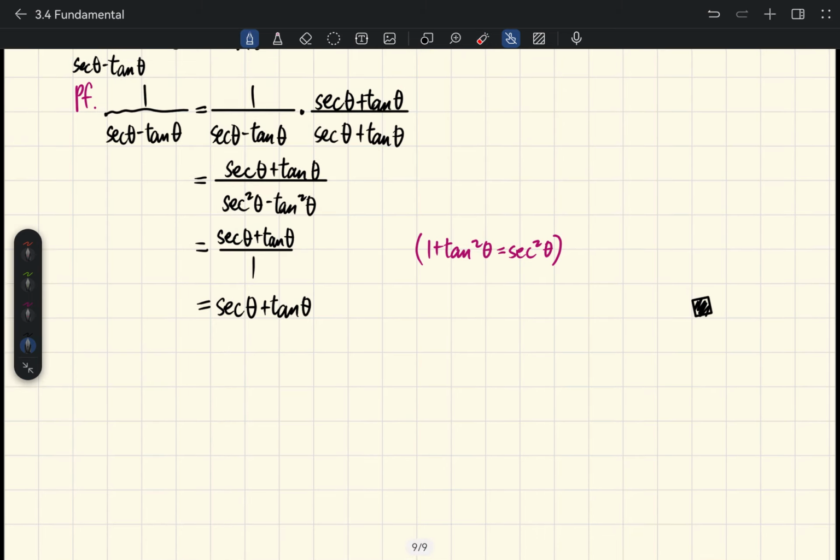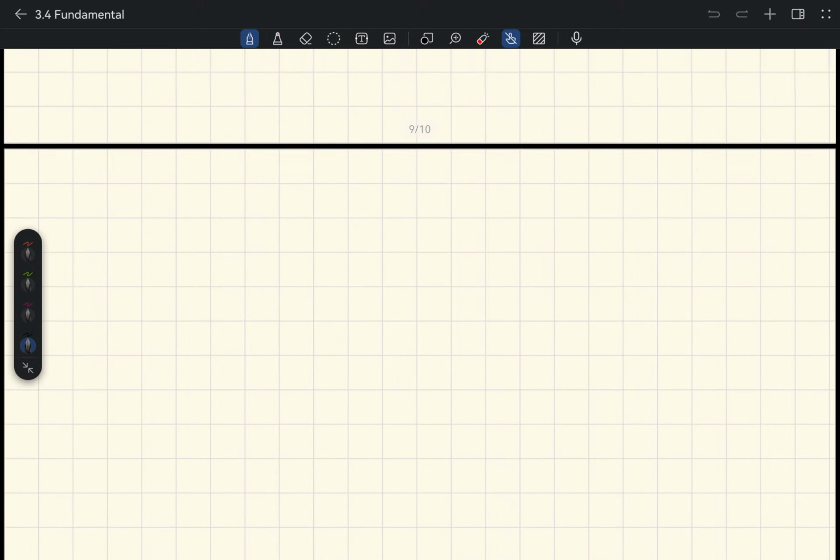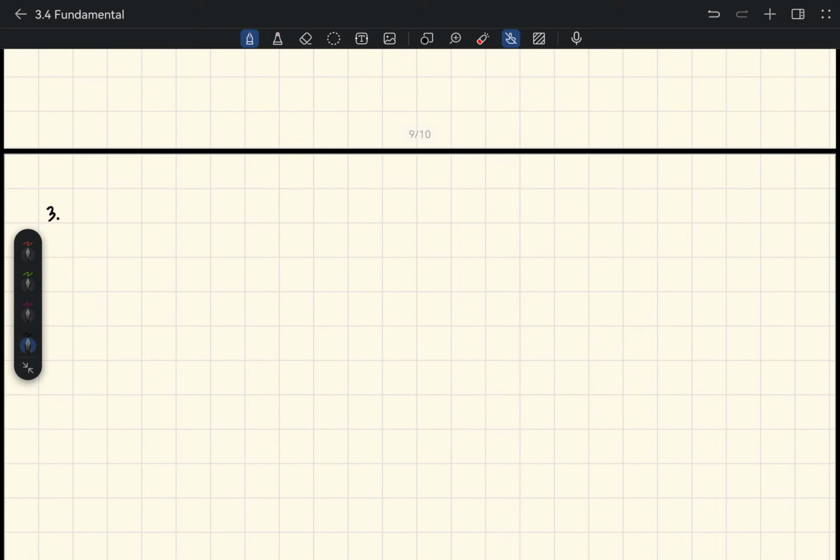So, let's move to our next example. For number 3, let's try 1 minus sine theta over 1 plus sine theta equals secant theta minus tangent theta squared. Okay? This one looks a little bit more complicated than usual. So, what can we do here?